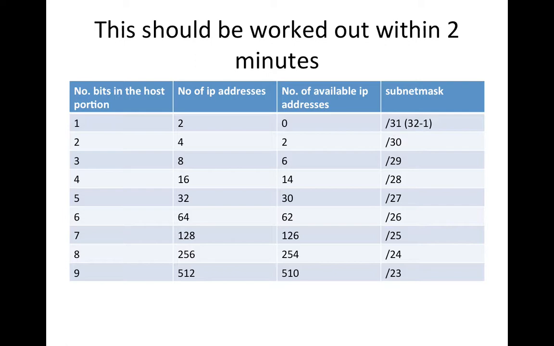If I have 2 bits in the host portion, I will get 4 IP addresses. 2 of them would be available to be assigned to a host. In that case, the subnet mask would be /30.